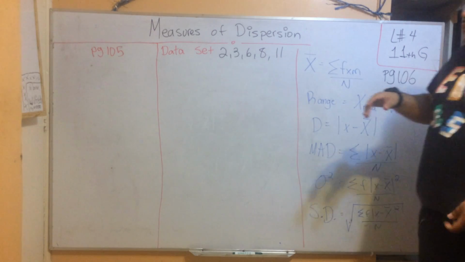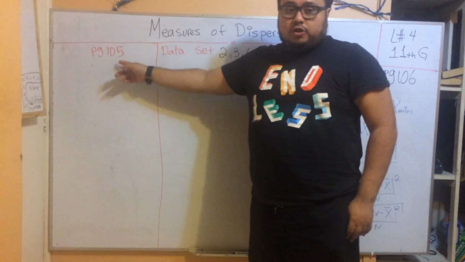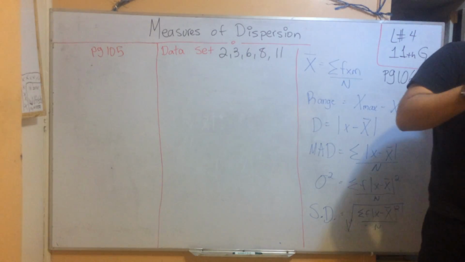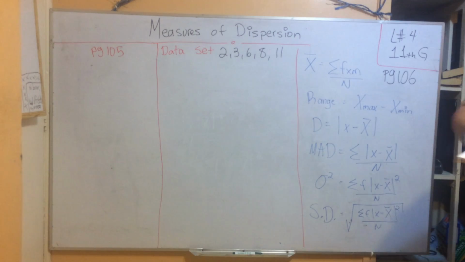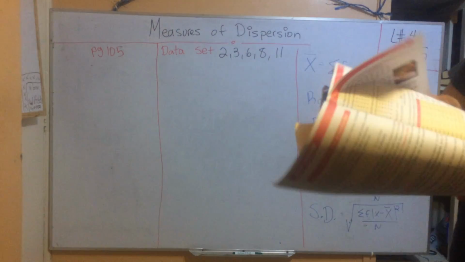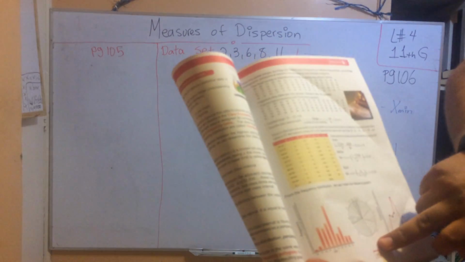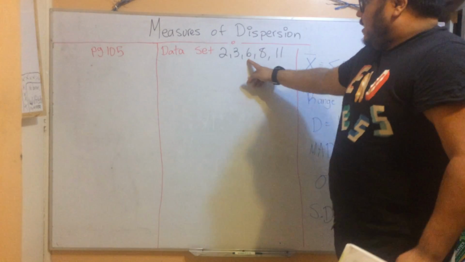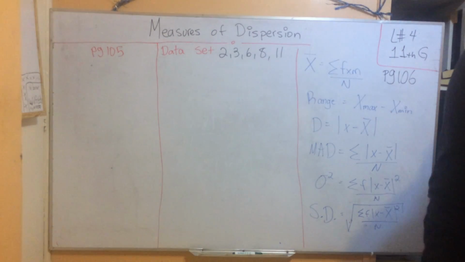We're going to use the data information on page 105 in your books, which was this frequency table. Remember, in case you don't have it at hand. We're going to use this information from page 105, and we're going to use the data set that they're giving us as a second example.